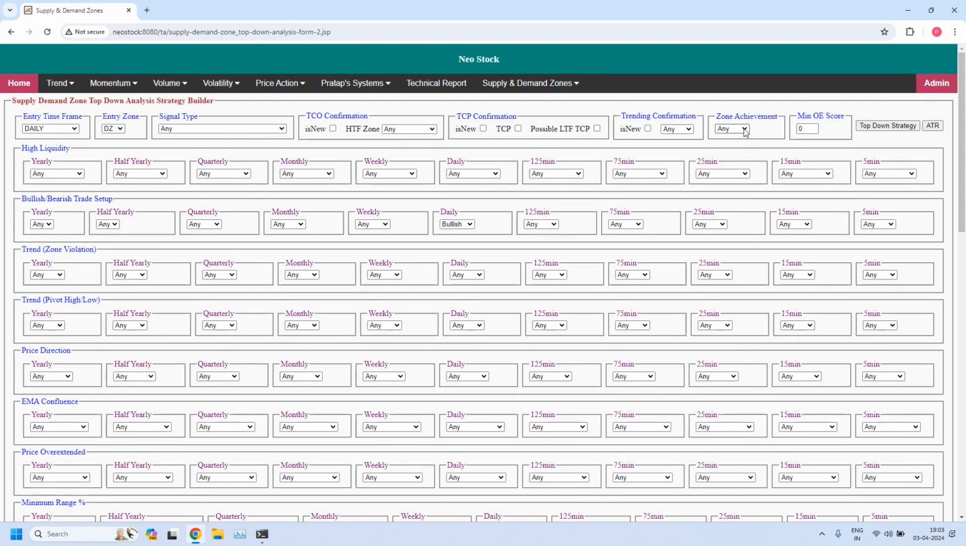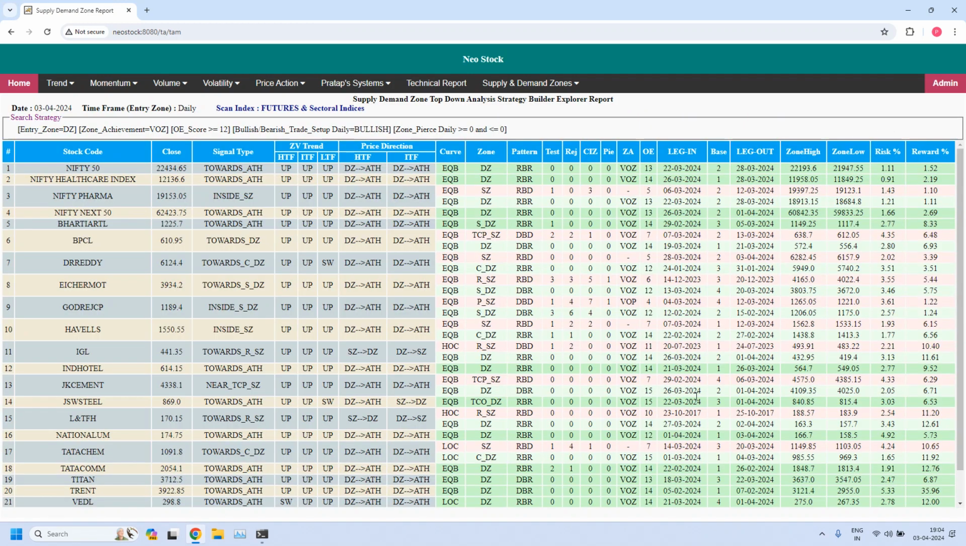Second parameter, zone achievement. We want to trade only the zones having zone achievement as a violated opposing zone, VOZ. So selecting VOZ. And the minimum odd enhancer score for bullish or bearish trade setup should be 12. So I am selecting 12. Now let us filter the stocks. So this is the filtered list.